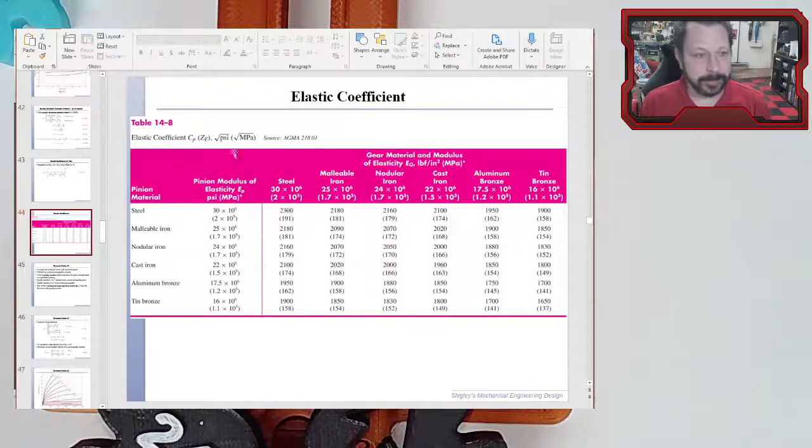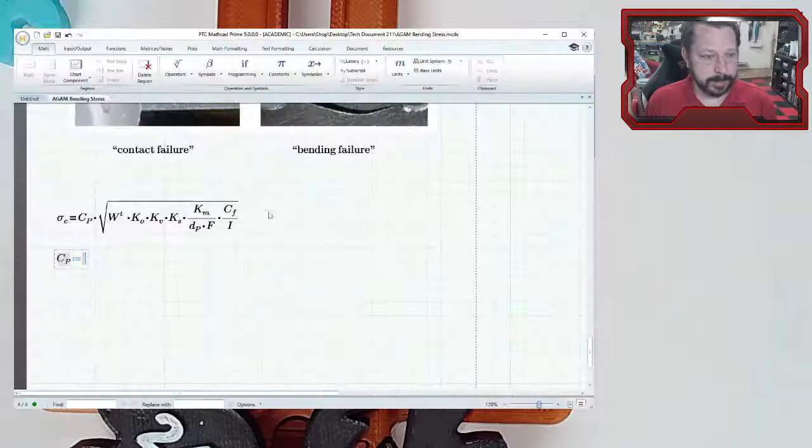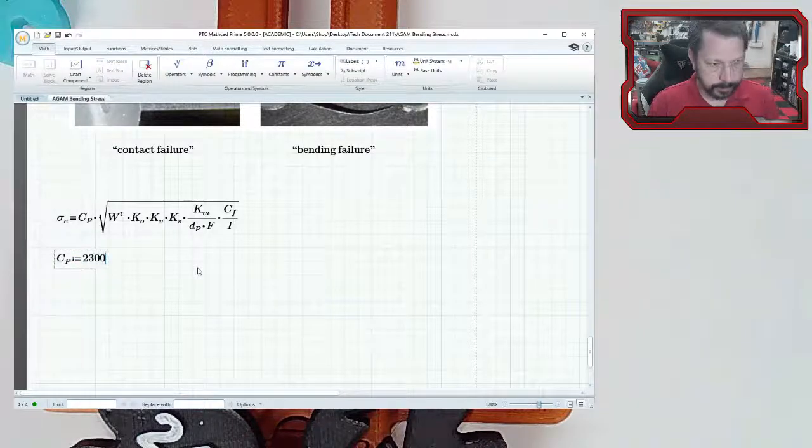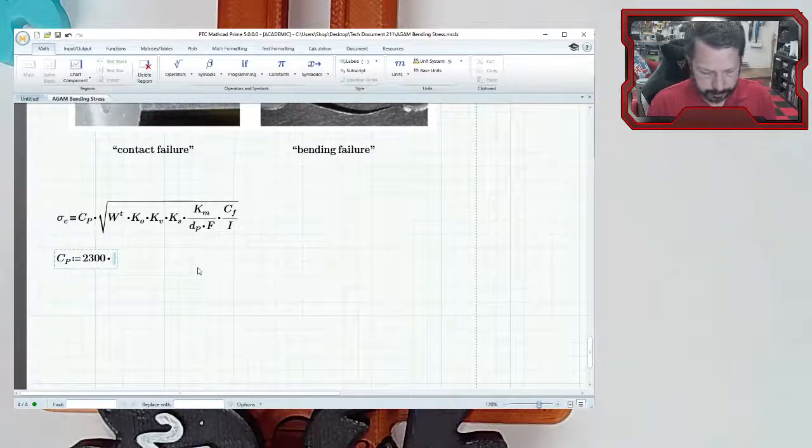Now it has oddball units. Square root of PSI or square root of megapascals are the units here. So don't forget that it has some weird units in order for it to work out. So square root of PSI, and we have 2,300 of those. So we just plug that into MathCAD. 2,300 times the square root of PSI.